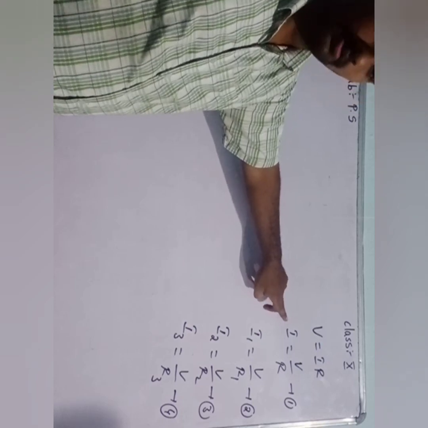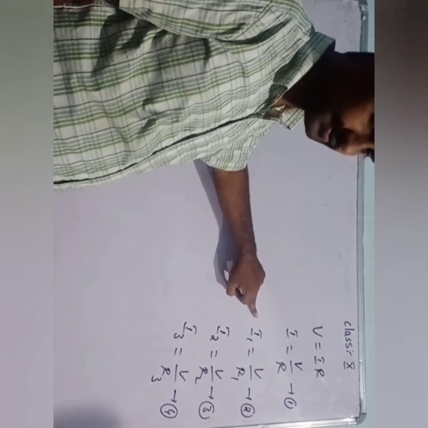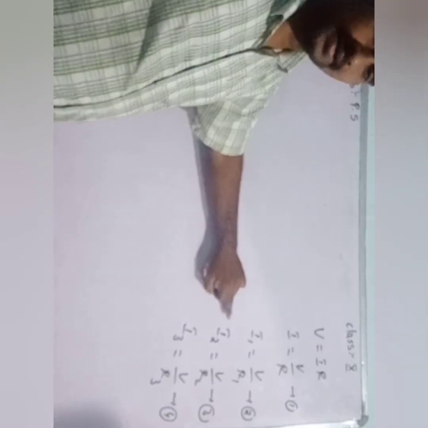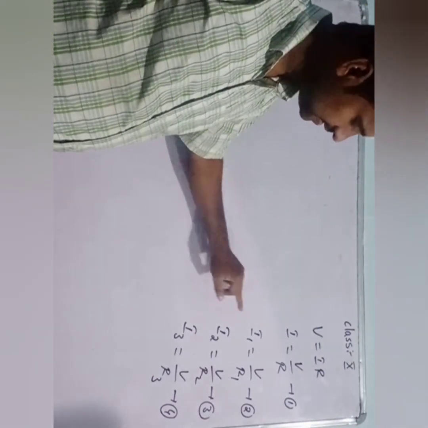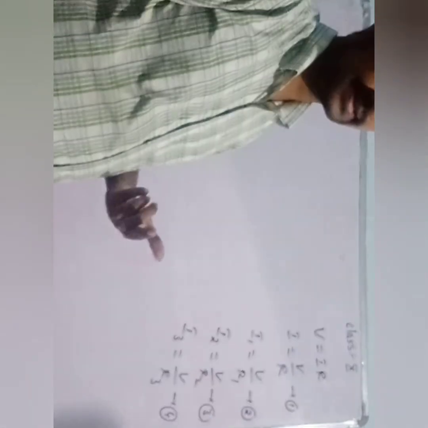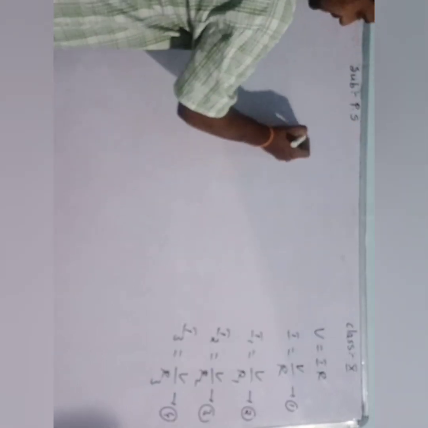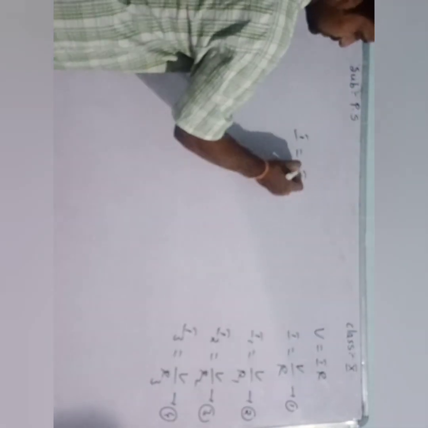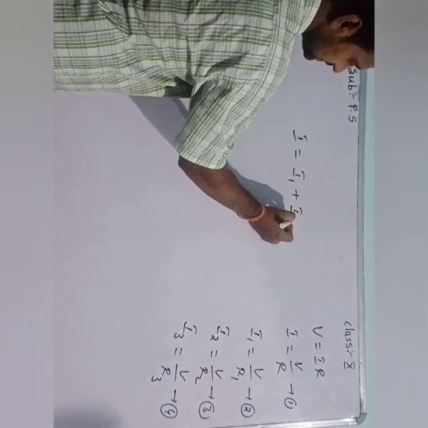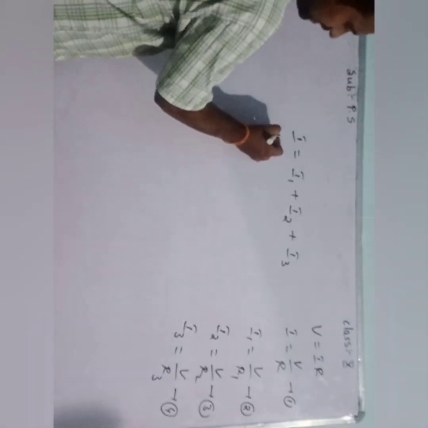Here I indicates the current passing through the battery, I1 is the current passing through resistor R1, I2 is the current passing through the second resistor, and I3 indicates the current passing through the third resistor. But the total current I is equal to the sum of the three currents, I1 plus I2 plus I3. Clear? But I is equal to V by R.